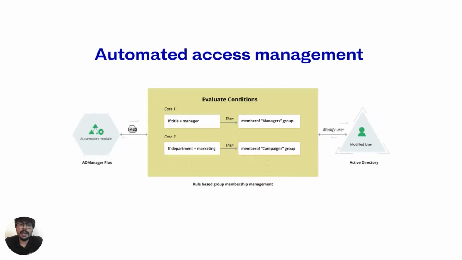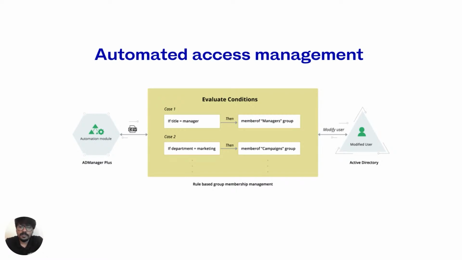So the next thing would be automated access management, all right? So let's say you could set up rules in such a way where if the designation equals manager, as you see in the screenshot, then they will automatically be a member of the managers group, so that you ensure the right people get the right access, and also you have visibility into who has what access. And also the case two, you could see if department is marketing, then they could be a part of the campaigns group. So instead of doing this manually, you could automate the process. Manual process, again, is error prone. People could end up with either superfluous or inadequate access. So it's better to have the access controls automated.